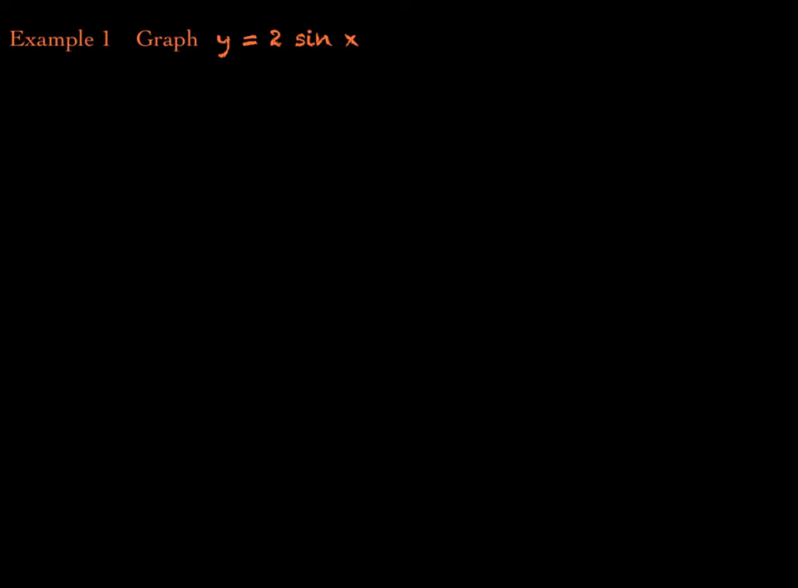So remember that the graph of the sine function has a maximum of 1 and a minimum of -1. The graph goes from -1 to +1. But this 2 here will stretch that out to go from -2 to +2. I'm going to show you that now.